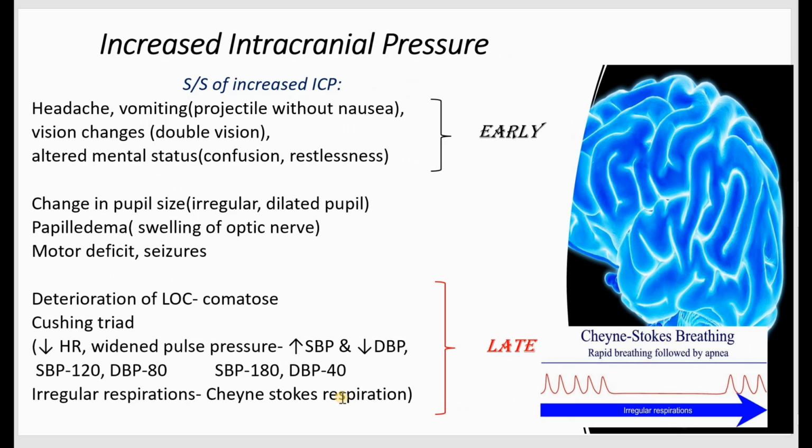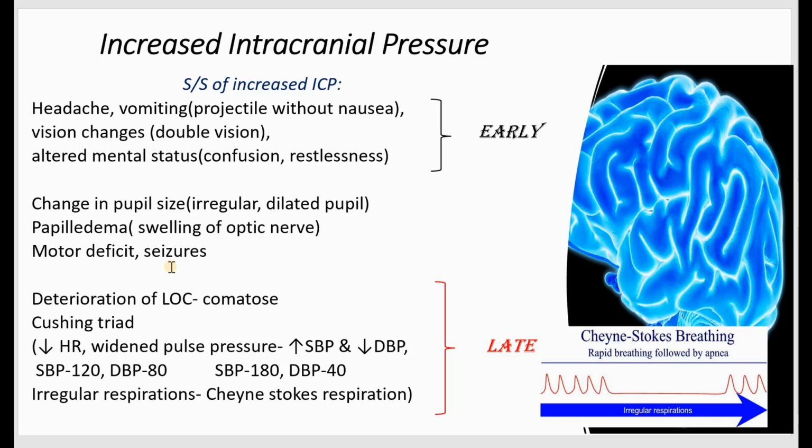Now, what are the signs and symptoms of increased ICP? Early signs and symptoms are headache, vomiting. It can be projectile, that means without complaints of nausea. Vision changes, patient may have double vision. Altered mental status, patient may be confused, restlessness. And these are the early signs of increased ICP. And as ICP increases, you will see a change in the pupil size, irregular dilated pupil, papilledema, swelling of the optic nerve, motor deficit or weakness, and seizures.